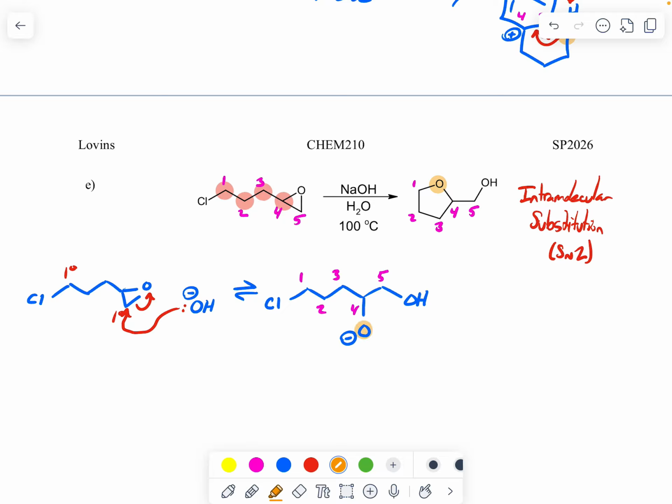Of course, in this scenario, we are on carbon number 4 and we can substitute to kick off the leaving group that's on carbon number 1. And that's exactly what's going to happen. The oxygen will do a backside attack, kick out the chlorine, and that actually generates our product.